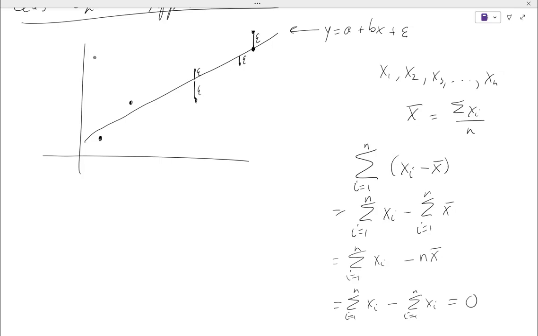So the moral of the story here is that I don't want some of my errors to be positive and some of my errors to be negative. I don't want displacement, right? From a physics perspective, that would be a displacement, keeping the sign on there. I want distance. I want positive errors. Okay? Now, there's two natural ways that you could make positive errors.